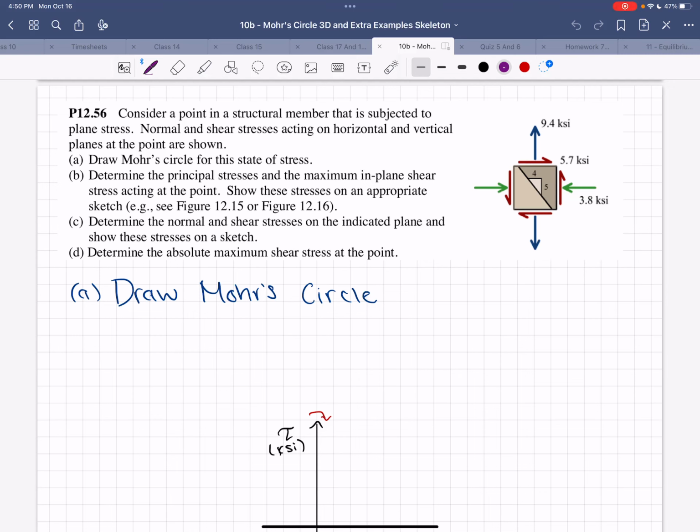All right, so here's a more involved Mohr's circle example. We have this point in a structural member, and it is subjected to plane stress. What they're telling us there is, like usual, we can assume that all the stresses coming out of the page and into the page are 0. The normal and shear stresses acting on horizontal and vertical planes at the point are shown.